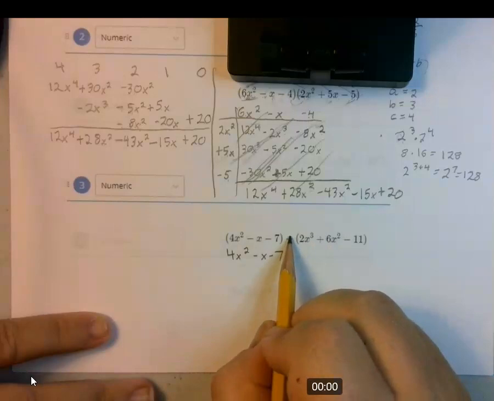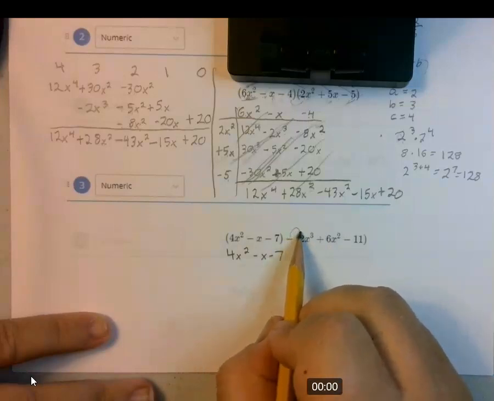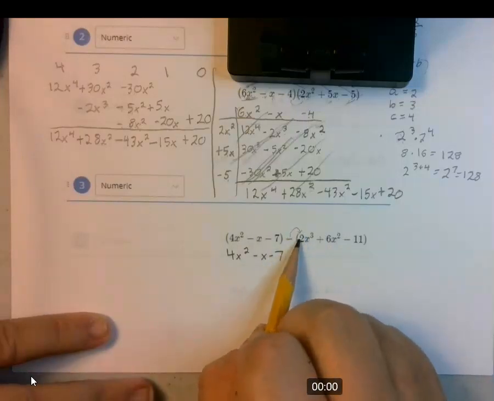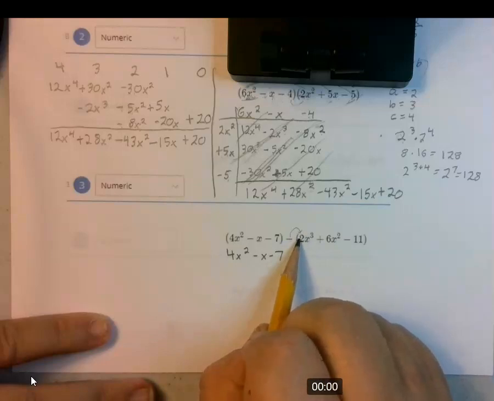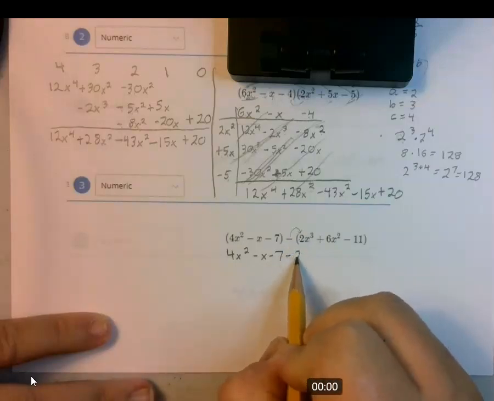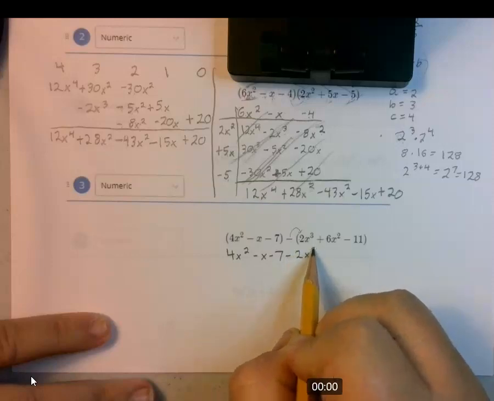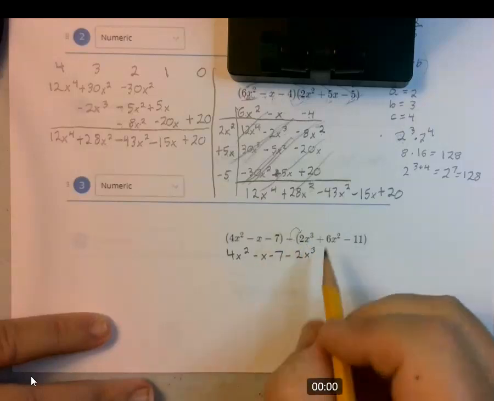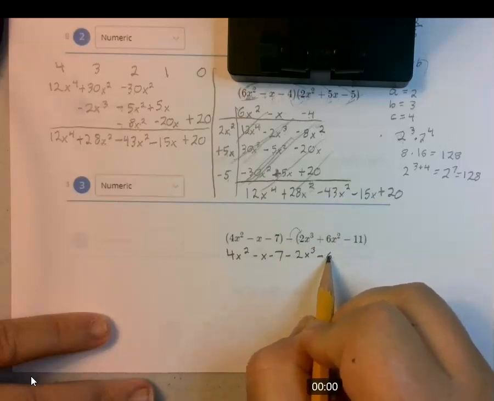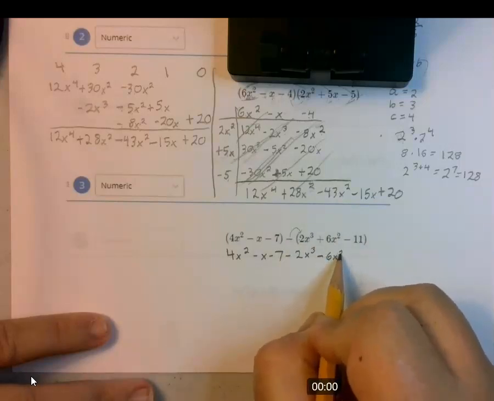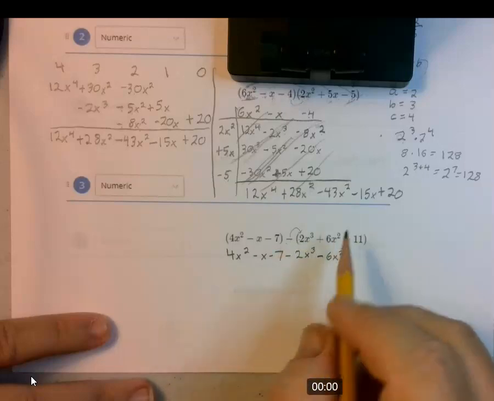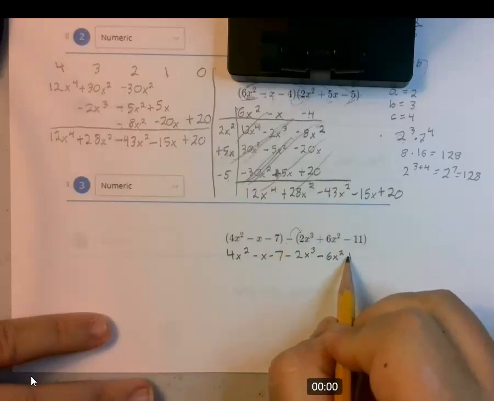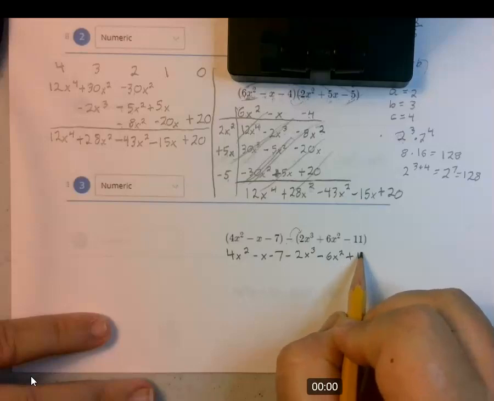Now what this is going to do, it's going to turn around every sign that's in here. So there's a positive sign in front of this 2, even though you don't see it. So that's going to be minus 2x to the third. Okay, and then the negative sign is going to turn this around. That's going to be minus 6x squared. And then the negative negative is going to be a positive. Positive 11.